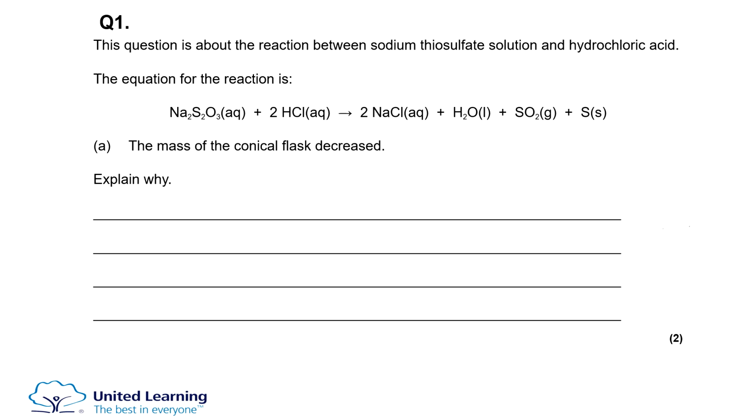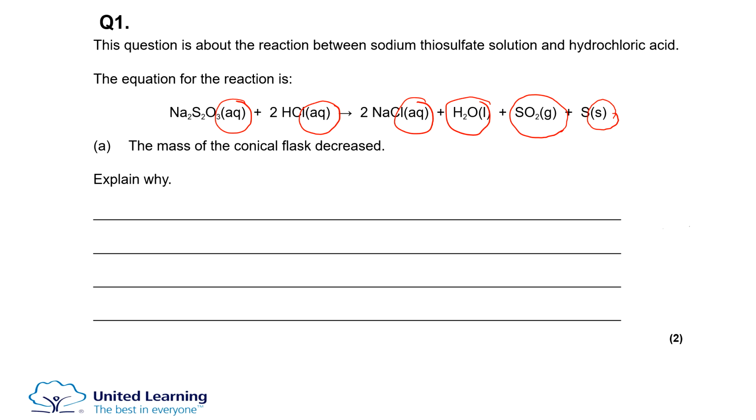When you look at the state symbols, you can see that sodium sulfate is an aqueous solution. So is hydrochloric acid, and so is sodium chloride. So they can't possibly escape out of the flask. We've got water, which is a liquid. And then we can see that sulfur dioxide is produced, which is a gas. That's the only product that will be able to escape out of the flask on its own. And then finally you have the production of the solid, which is the precipitate, which made the solution go cloudy.